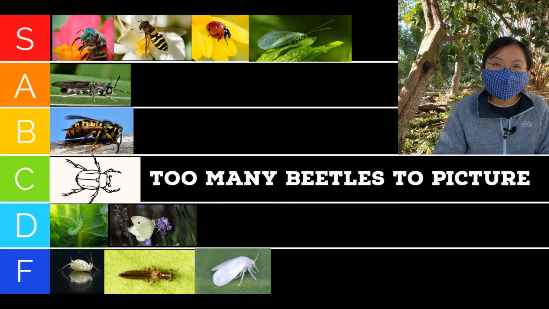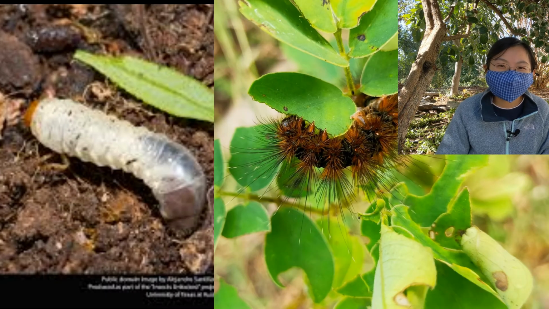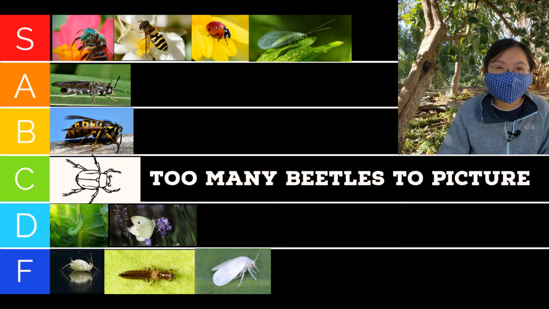And you can differentiate a caterpillar from a beetle grub just by where they're located. Most caterpillars like to spend their time on leaves and on the top side of plants rather than living in the soil.